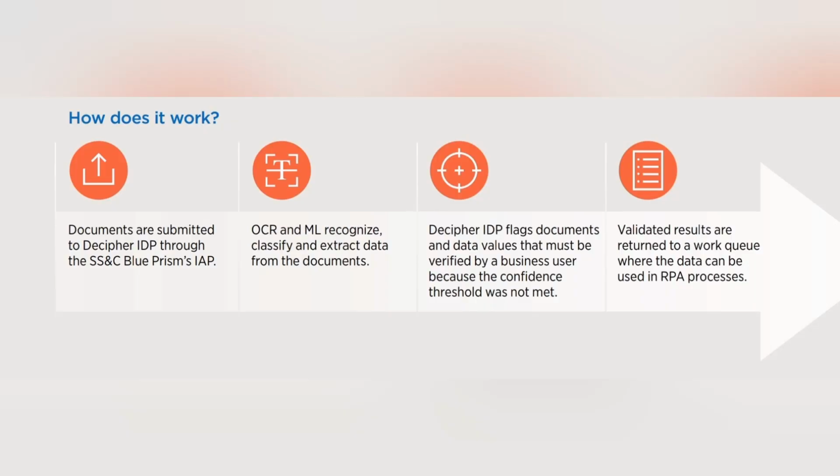If we see how Decipher IDP works, there are a total of four steps. In the first step, we submit the document to Decipher IDP through Blue Prism. In the second step, OCR and machine learning recognize, classify and extract data from the documents. In step three, Decipher IDP flags documents and data points that need to be verified because the confidence threshold was not met. And the fourth step: validated results are returned to a Blue Prism work queue where the data can be used in RPA processes. So these are the four steps with the help of which Decipher IDP works.